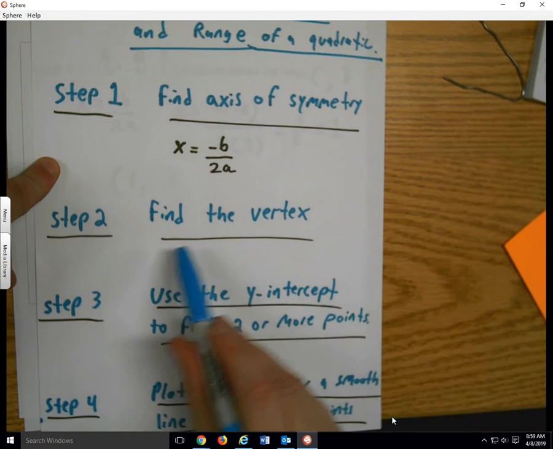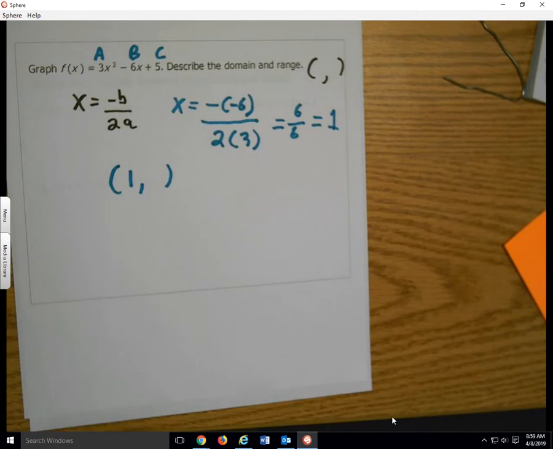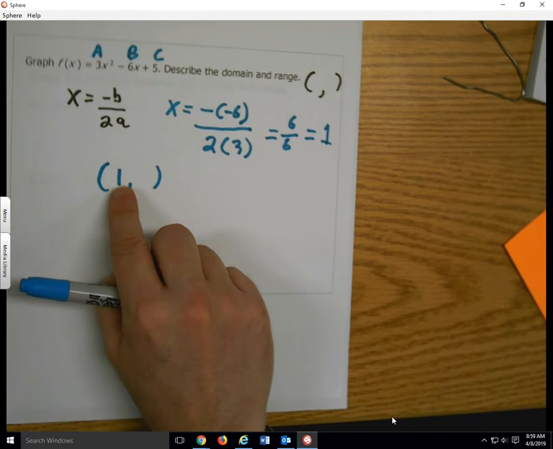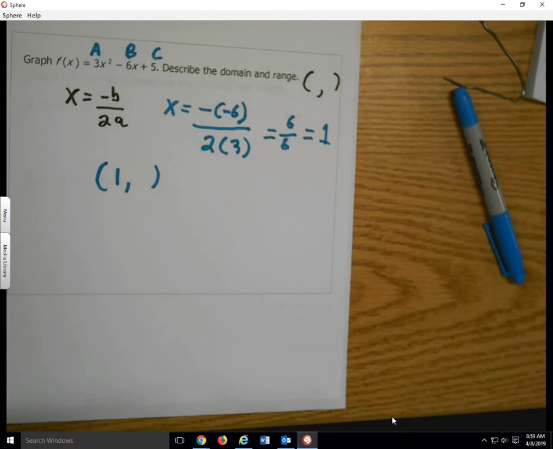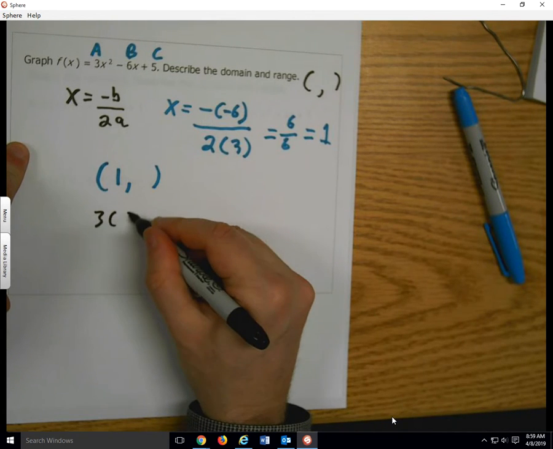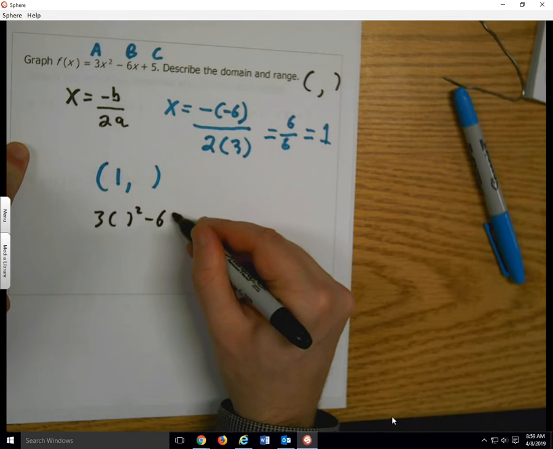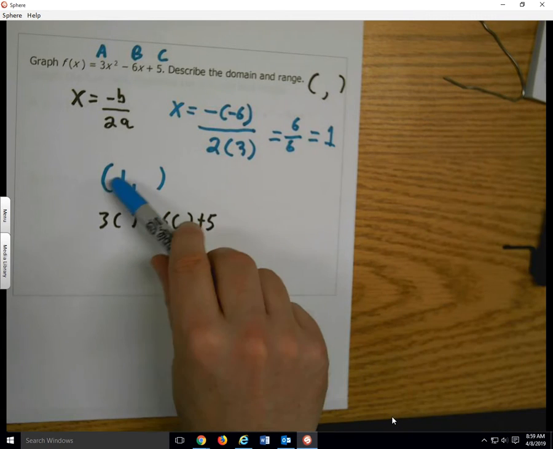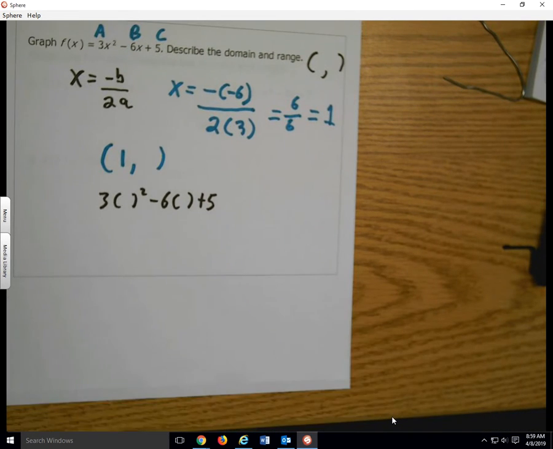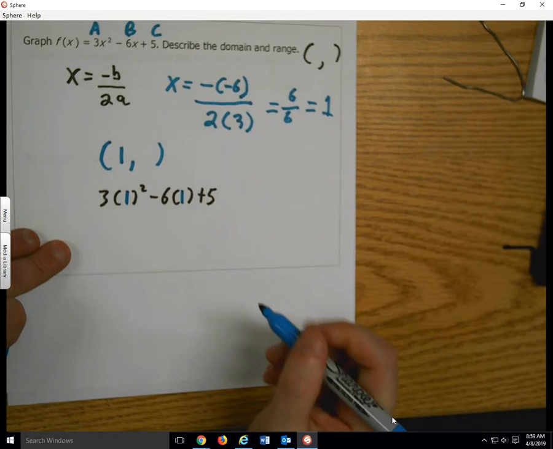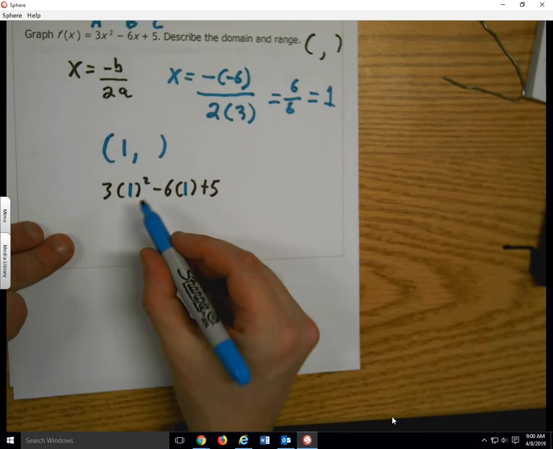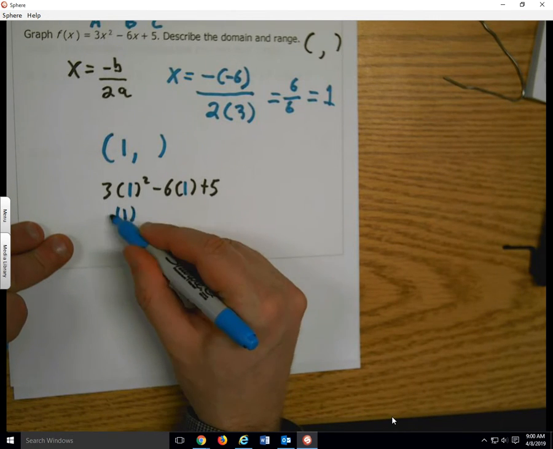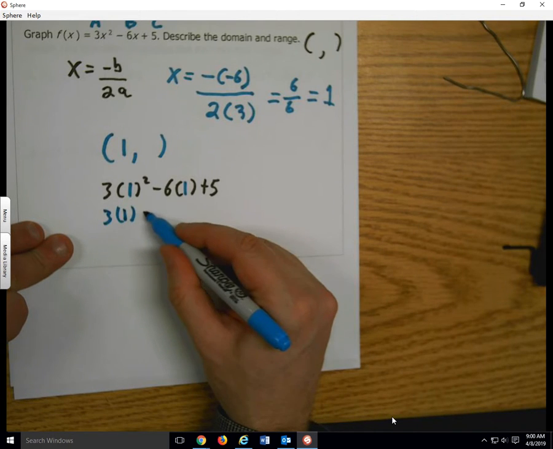Good. Step 1 is done. Check. Now we need to find the vertex. In order to find the vertex, we need to find the y value. But how do we find the y value? We substitute the x value into this equation. So let's write it. 3 times x squared minus 6 times x plus 5. But in place of the x, we're going to substitute the 1. This becomes very simple if we just do the order of operations. We square before we multiply, right? So 1 squared would be 1. Bring everything else down.